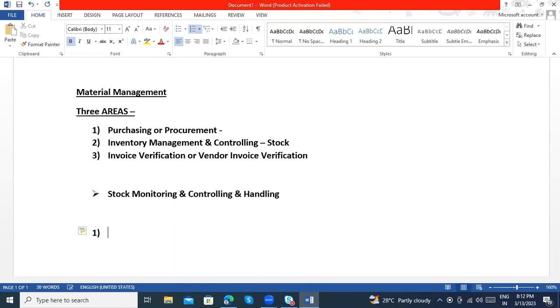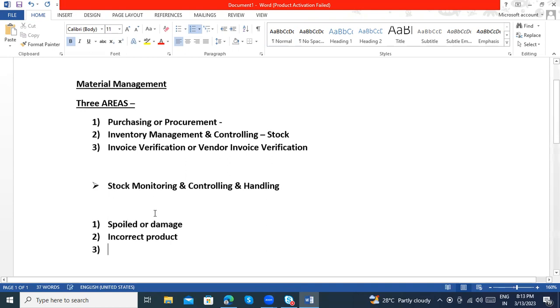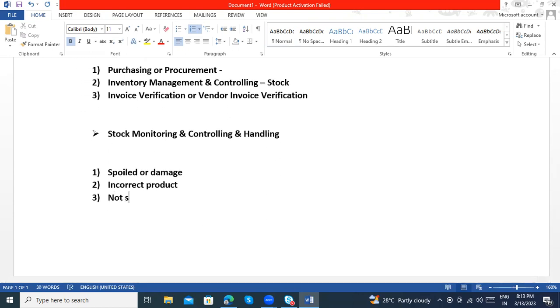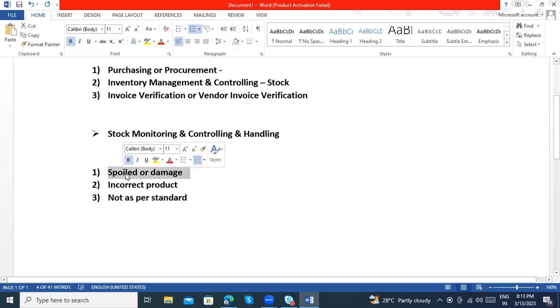Again, one case is spoiled or damaged goods. Or it may be an incorrect product which we received. Or it may be not as per the standard. Yes, sir. For spoiled and damaged goods, we cannot return them because they are completely damaged or completely spoiled. So in that case, we can deal with the vendor.